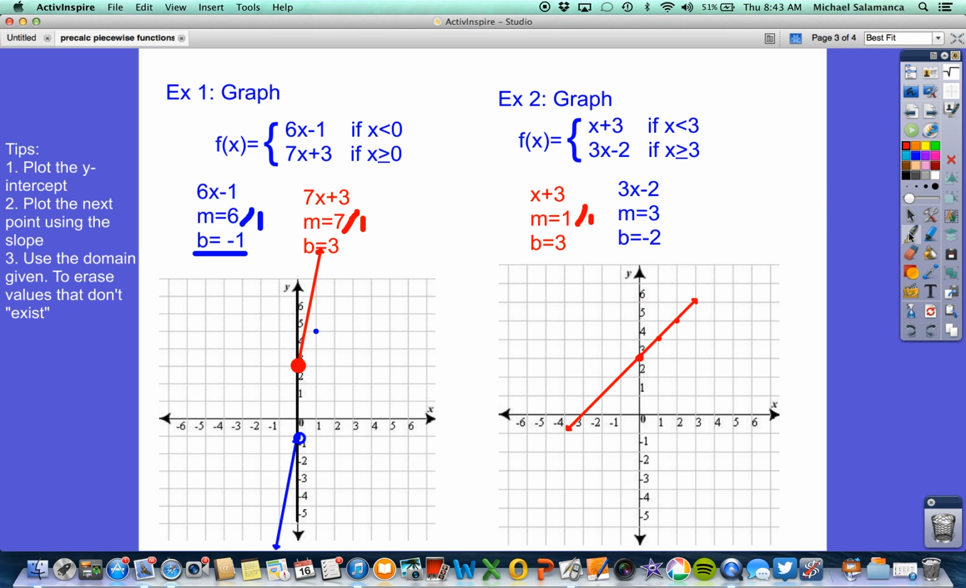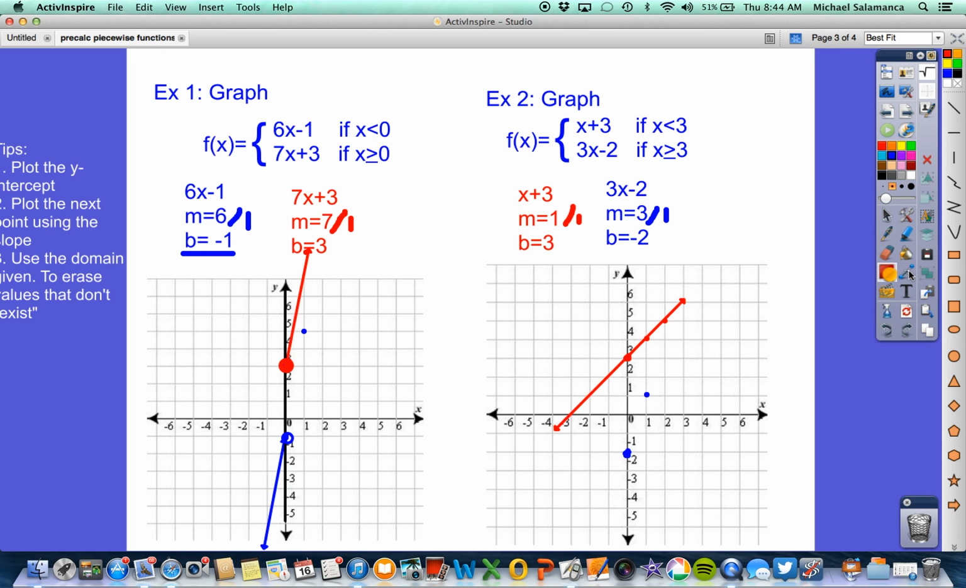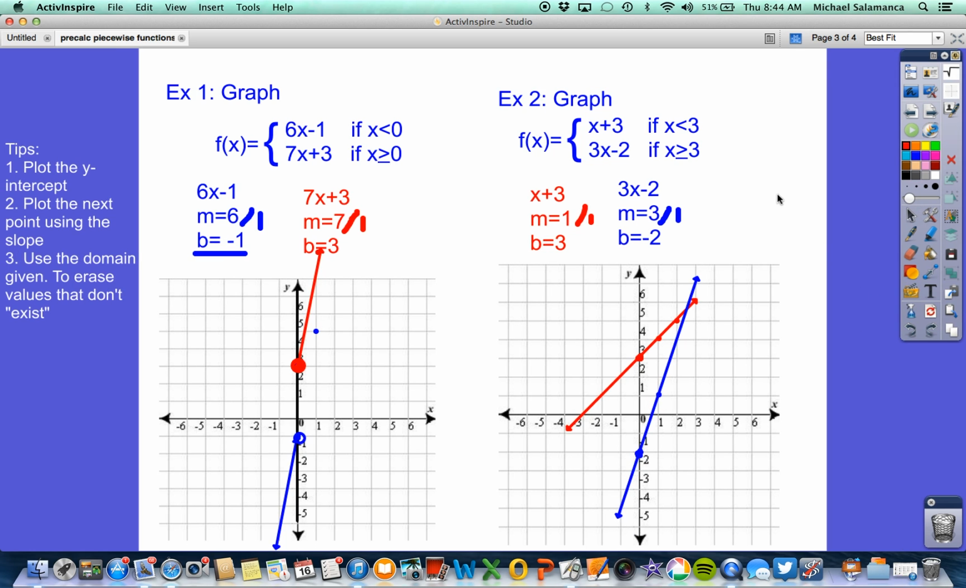Now for blue, the y-intercept is negative 2. So instead of starting at the origin, we start 2 down, right here. The slope is 3, or 3 divided by 1. That means we rise 3, 1, 2, 3, and we run 1. So now we're going to draw our line. So here's our line. Now we're going to deal with the domain portion.